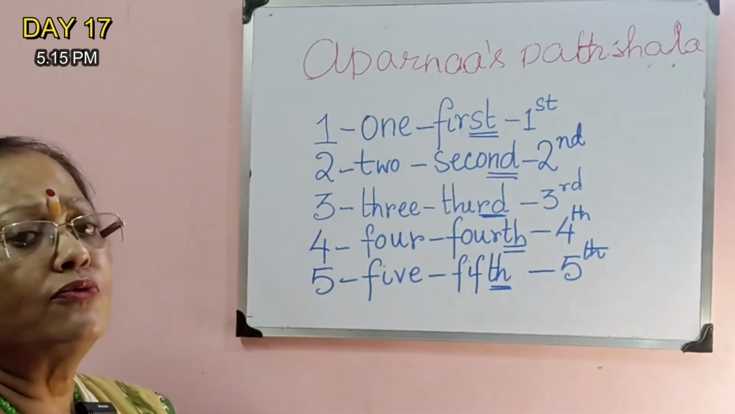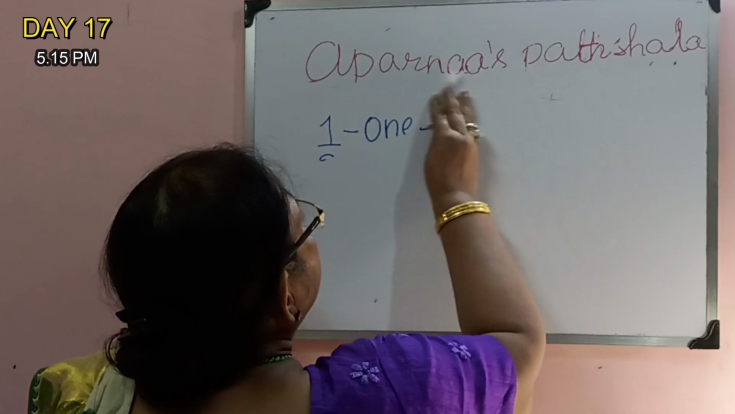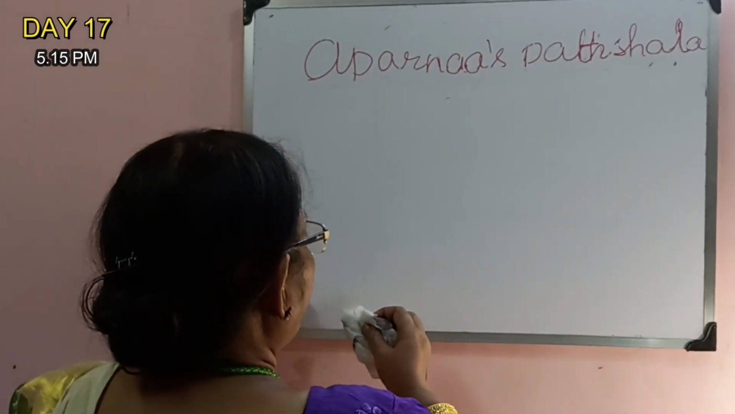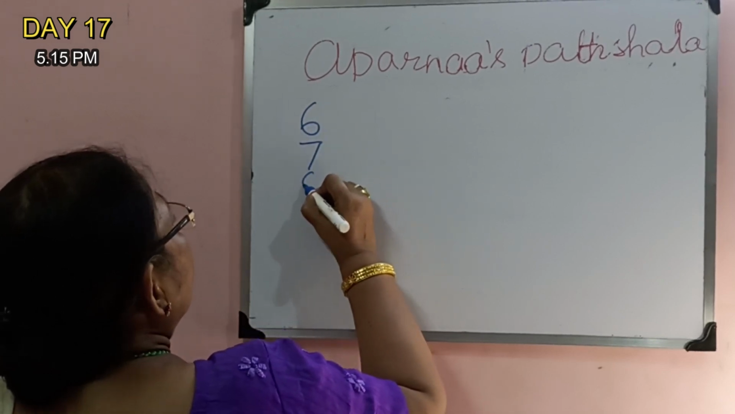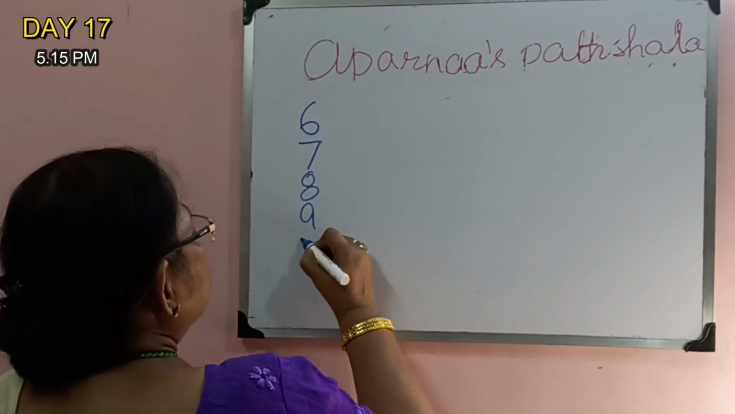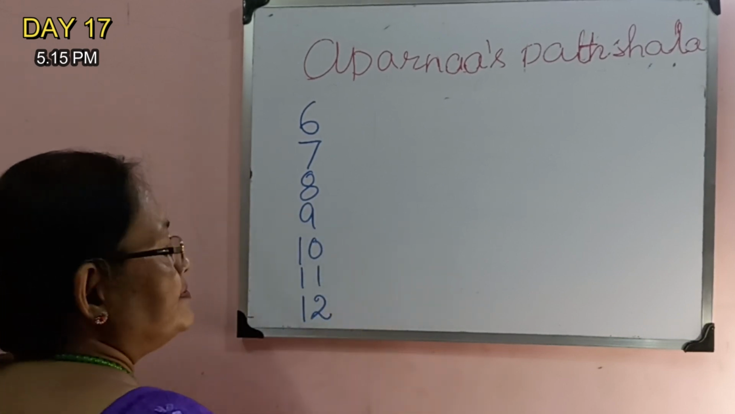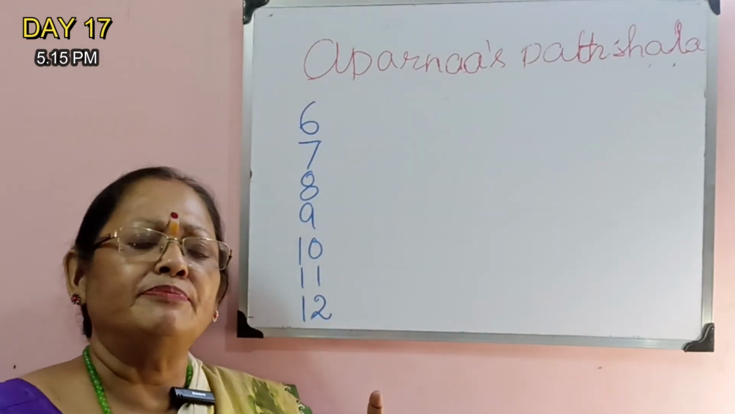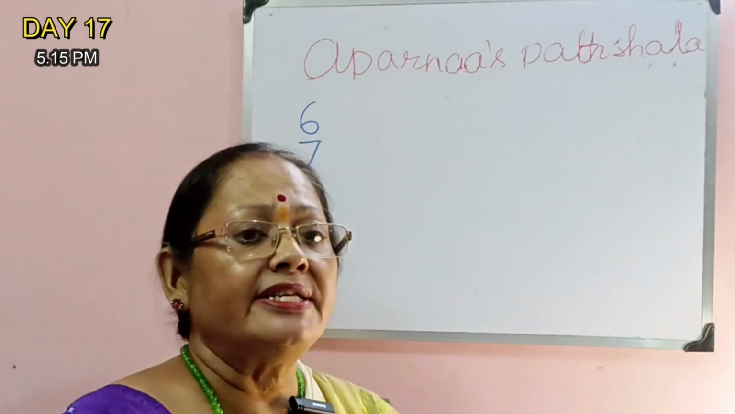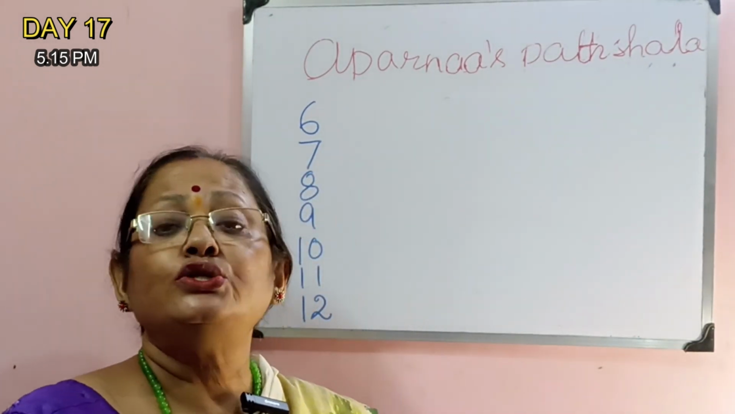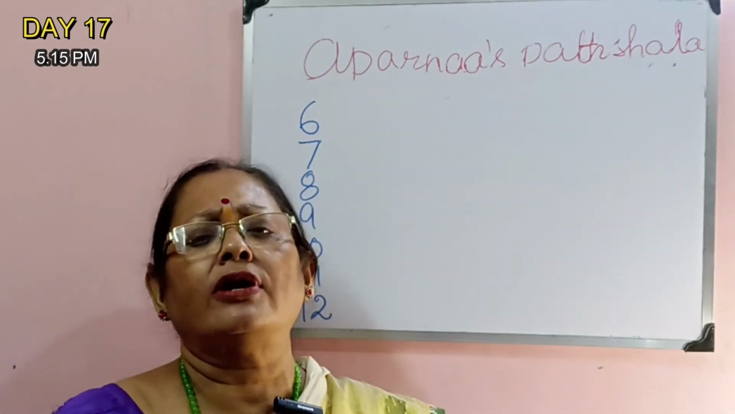Now let us move on, again I am erasing it. Let's move to 6, 7, 8, 9, 10, 11, 1 to 12. We will be learning it up to 12 itself, because there are 7 days in a week and 12 months in a year. If you know up to 12, that is enough for us.